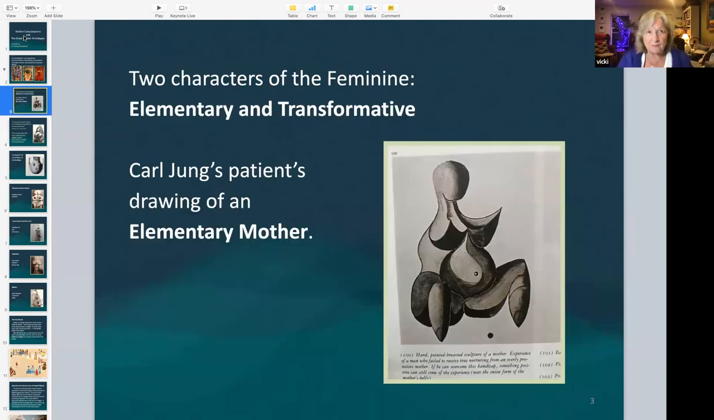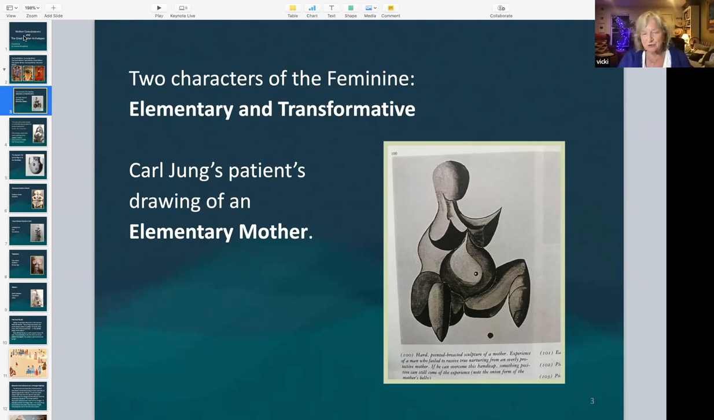So first we'll talk about consciousness, and then we'll go into the three mothers. There's an overarching consciousness called the feminine, and there's two characters of the feminine, according to Neumann, in his book The Great Mother. There's elementary and transformative. The elementary ones I'm going to go over first, and those are the ancient ones, and then we'll go into the transformative.